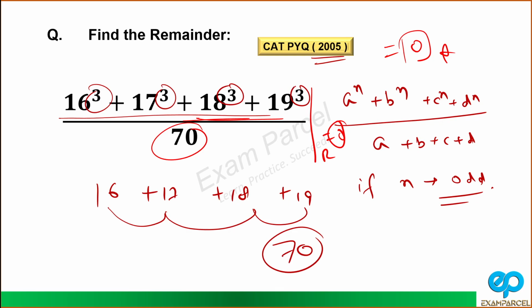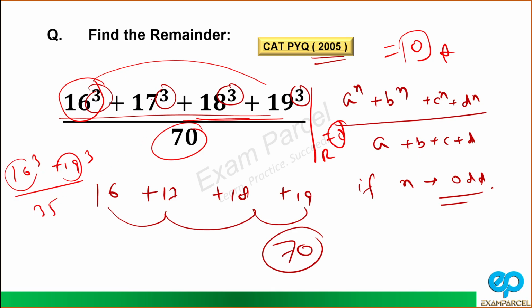Many a time what people do is they apply this in groups. They will take 16 and 19, so 16 cube plus 19 cube will be divisible by 16 plus 19, that is 35. Again they will choose 17 plus 18, that will be 35, so this whole number will be divisible by 35. But how will you prove that this is divisible by 70? In the second method they will somehow prove that this big number is even also. So this method is lengthy actually, so why don't we use the extended one?